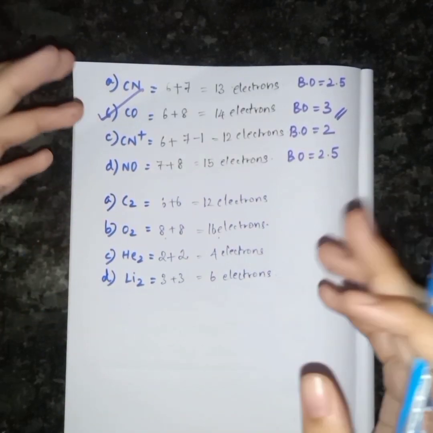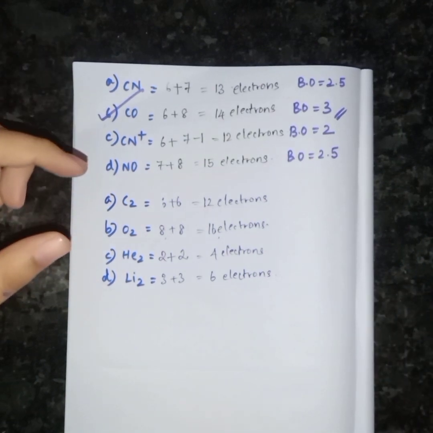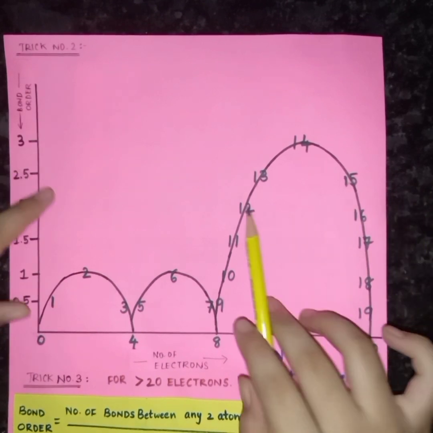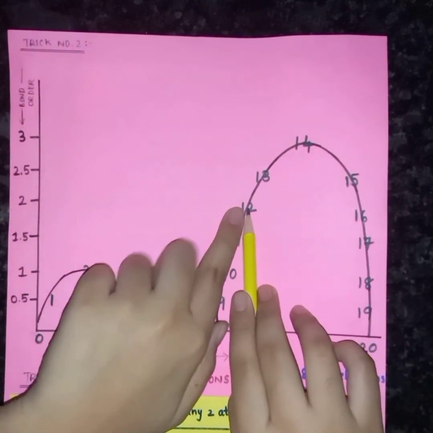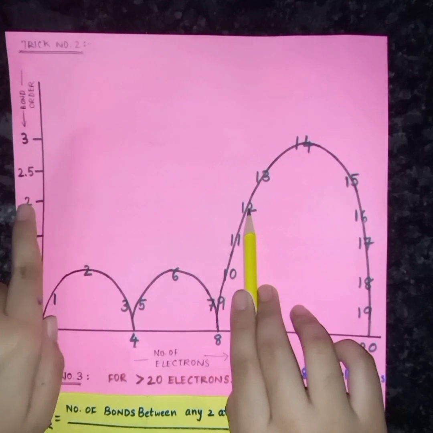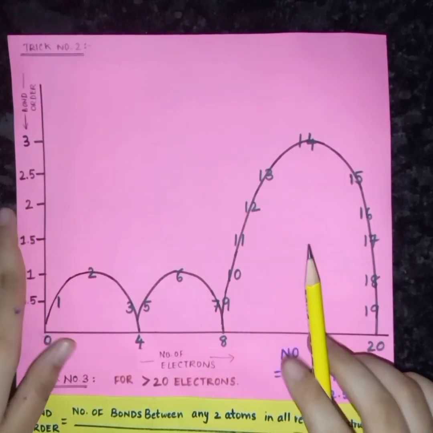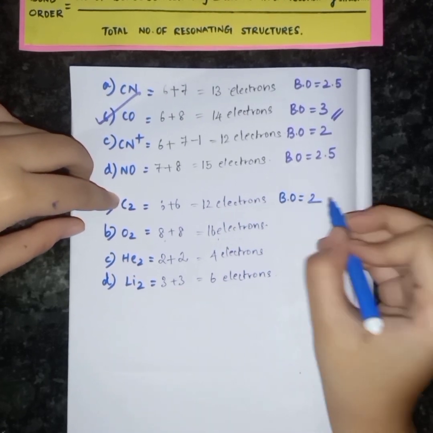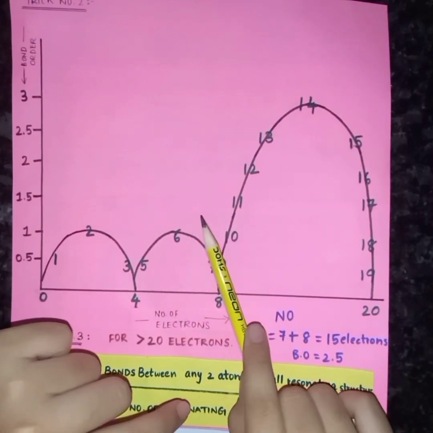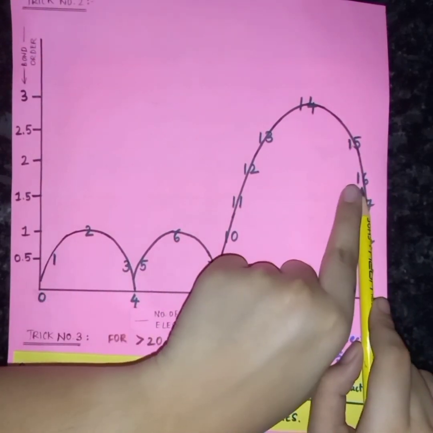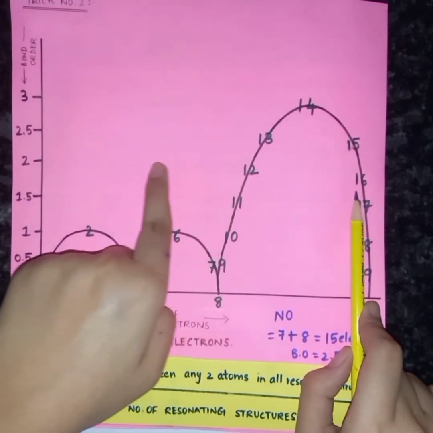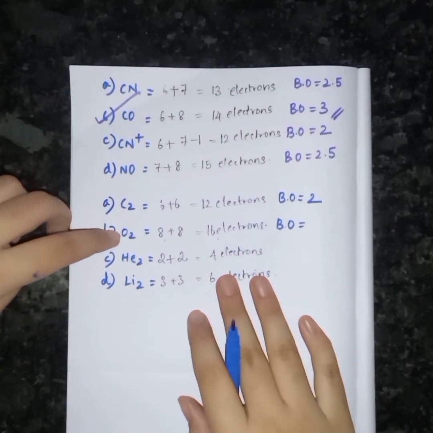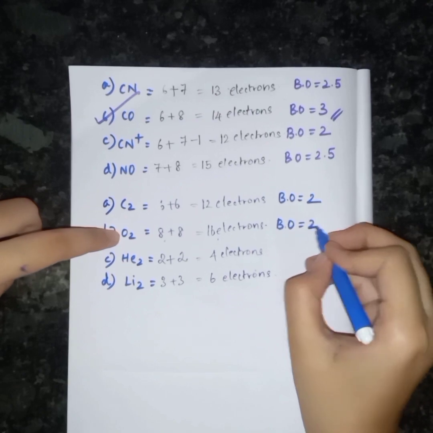After calculating the number of electrons, apply the trick number 2. Calculate the bond order using trick number 2. For 12 electrons, what is the bond order? 2. 2 is the bond order. Therefore, the bond order of C2 molecule is 2. For 16 electrons, what is the bond order? 2 is the bond order. Therefore, the bond order of O2 molecule is 2.